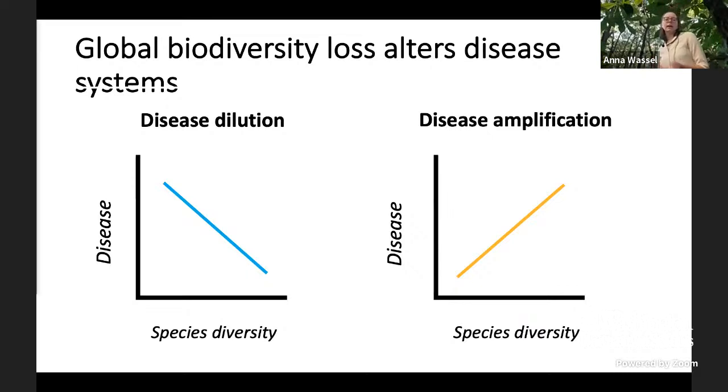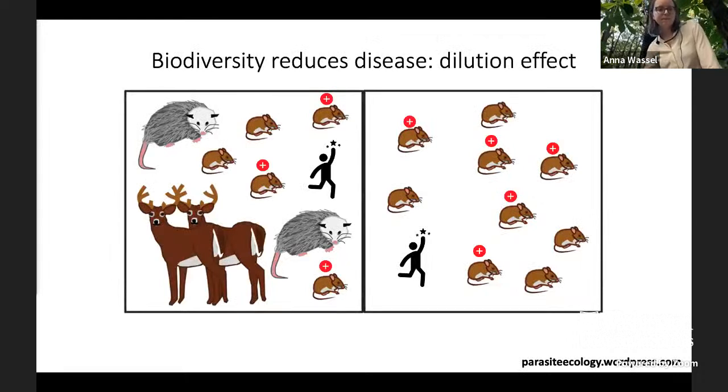So we can expect that these relationships between diseases and species diversity can result in either reductions in disease or amplification of disease. So if we plot species diversity and disease, we can expect that these changes could result in either one of these patterns. So let's look at an example.